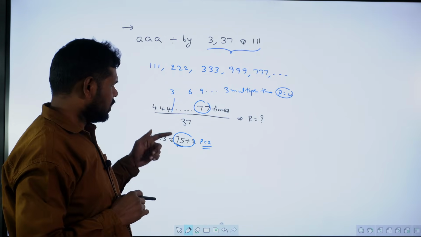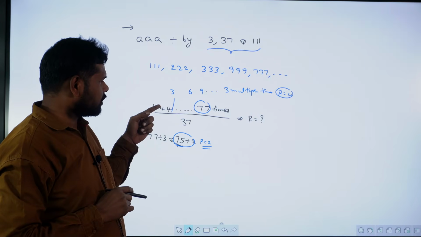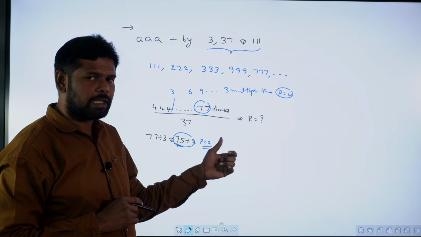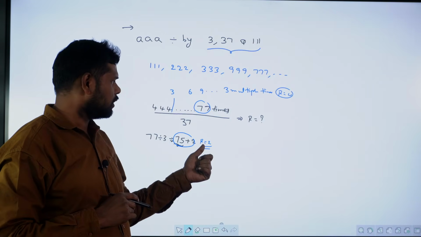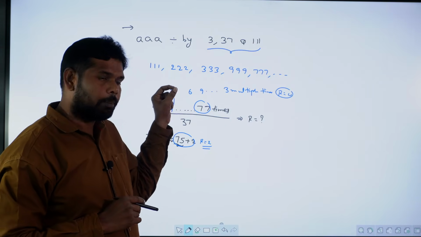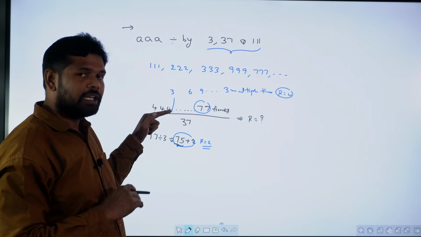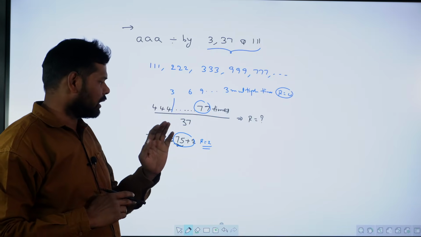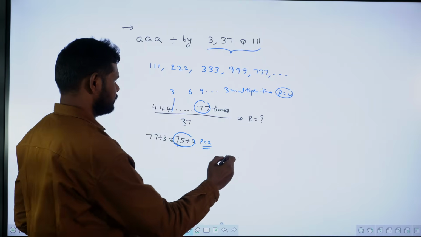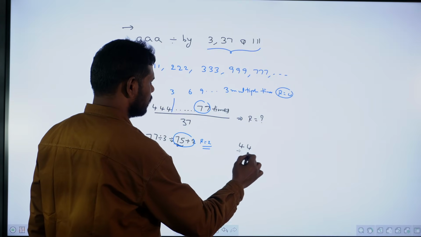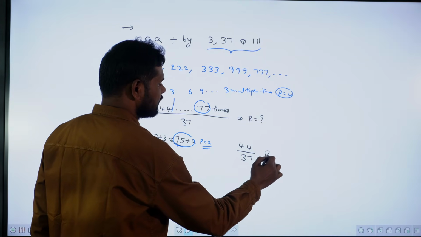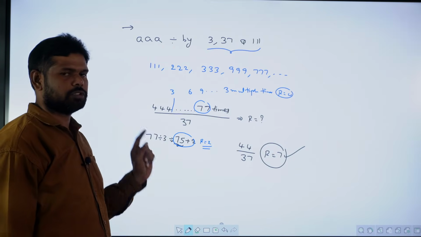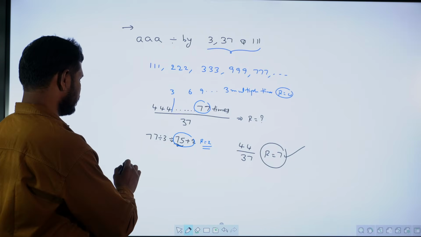That is the concept. If we write 3 fours, it is completely divisible. 6 fours, 9 fours, 12, 15, like that up to 75 fours, it is completely divisible by 37. Still, two more fours are remaining. Two more fours means 44 divided by 37. 37 once, 37. What is the remainder? That is the remainder for this question. So like that they are going to frame questions.